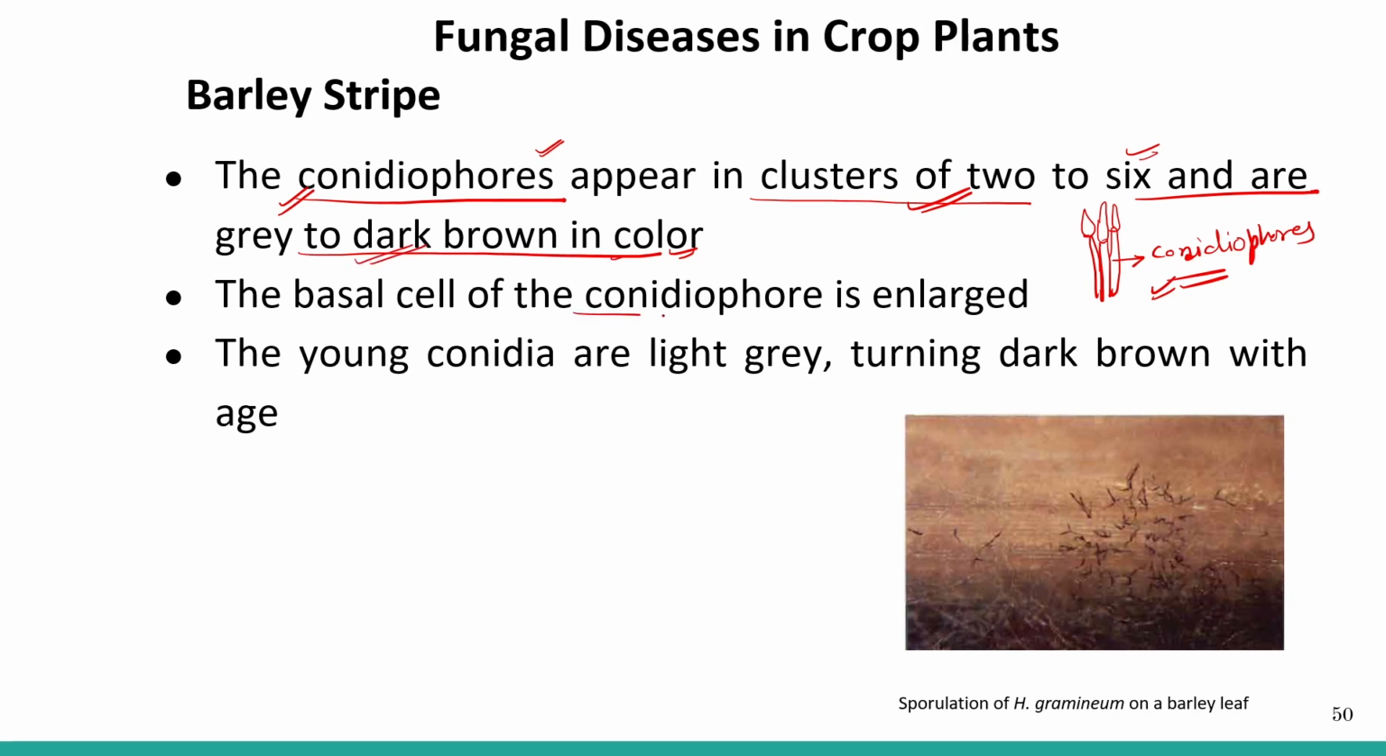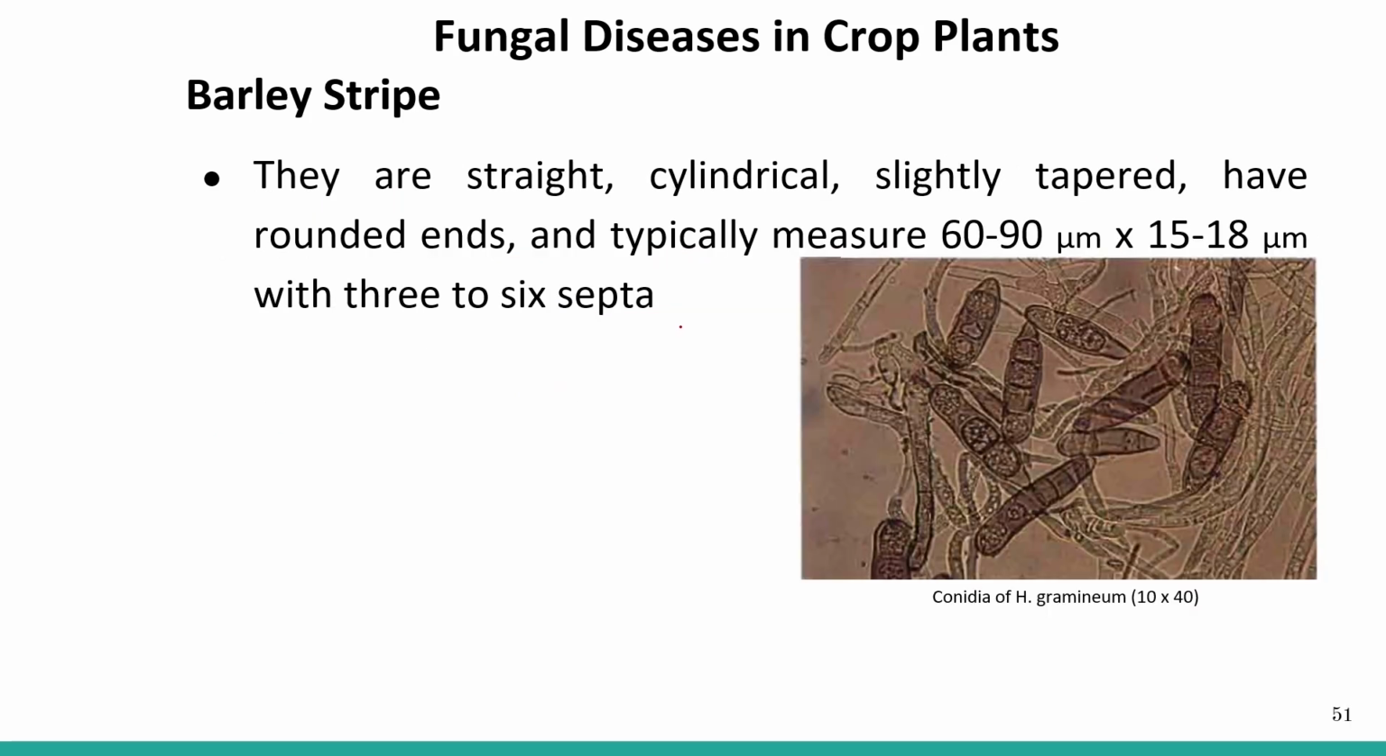The basal cell of the conidiophore is enlarged. So this is the basal cell. This is quite enlarged, and the young conidia are light gray turning dark brown with age. So here you can see some of the conidia. This becomes dark brown in color when they mature, but when new conidia are formed, they are light gray in color.